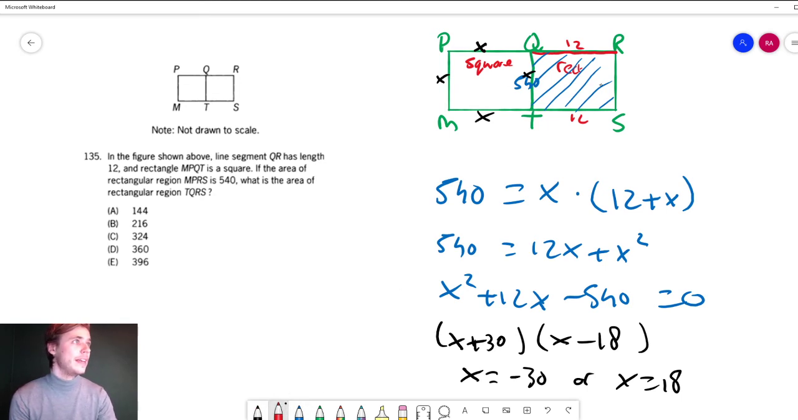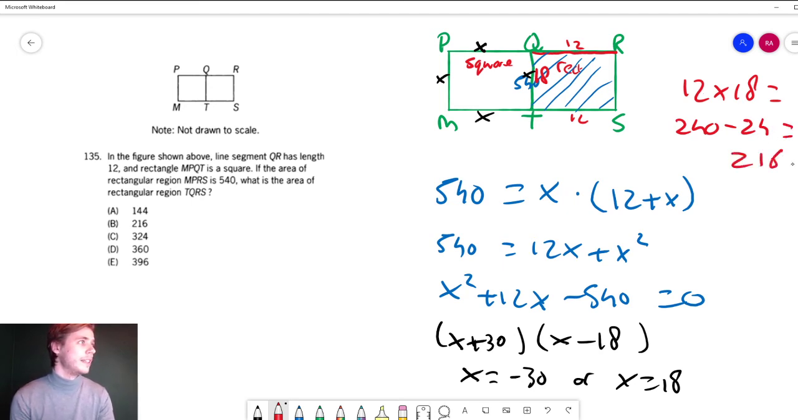If we know x is 18, we can easily calculate the area here, which is 12 times 18, which is 240 minus 24. 240 is 20 times 12, minus 24, which is 216. This is just a little step in my head. 216. So answer B.